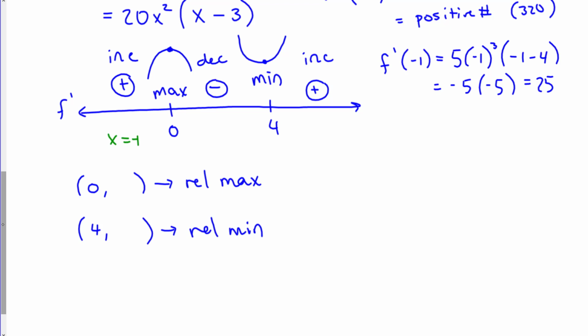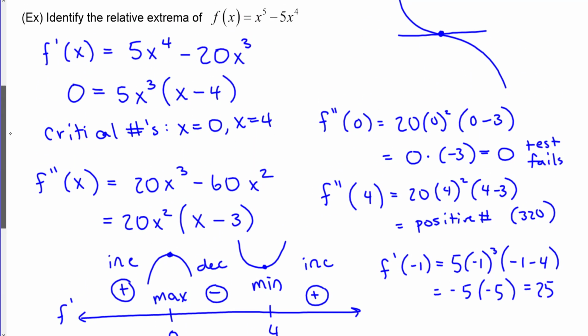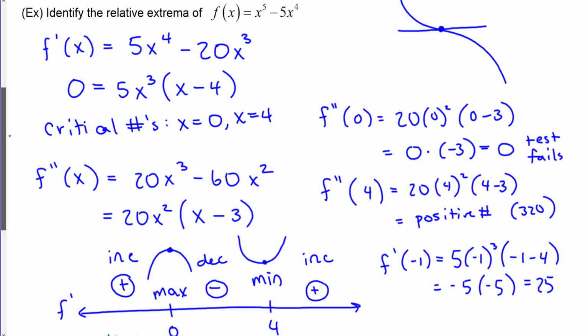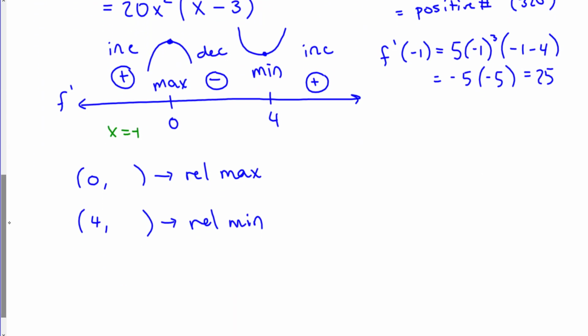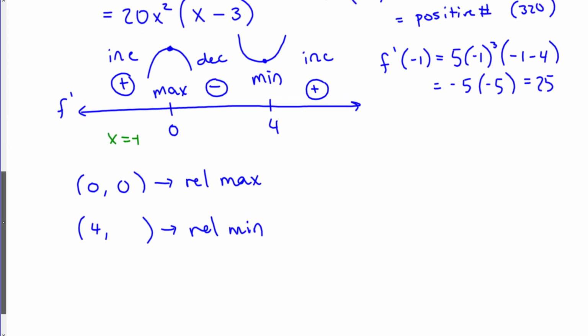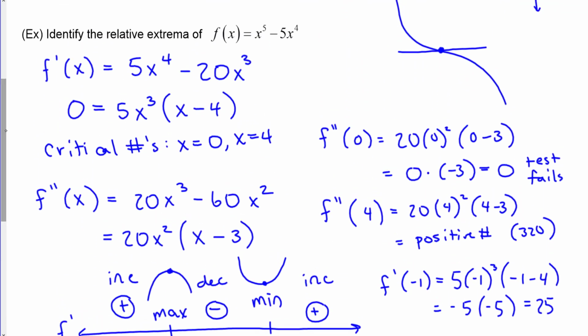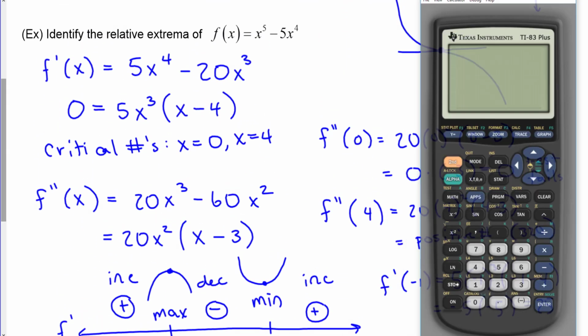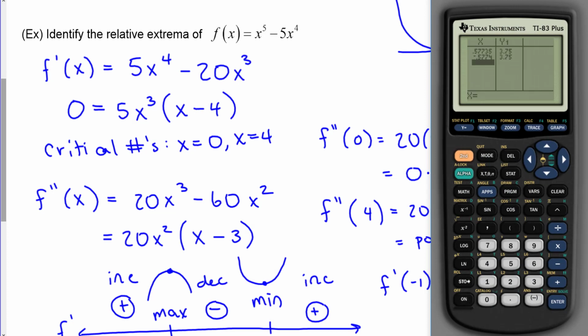But the y values that go along with these points, if I plug 0 into the original function, that's also going to be 0, because 0 to the 5th minus 5 times 0 to the 4th is 0. If I plug in 4, I'm just going to get the calculator and get that. So I'm plugging in 4 to the 5th power minus 5 times 4 to the 4th power, so negative 256.